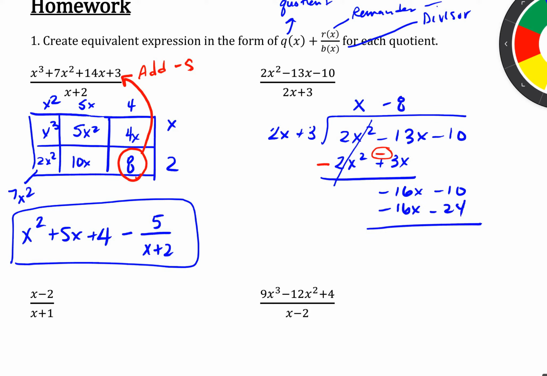Again, I'm subtracting the second line, so this becomes a plus, and this becomes a plus, allowing me to cancel the 16s, and leaving me with 14. So my answer for that second one is x minus 8 plus 14 over 2x plus 3.